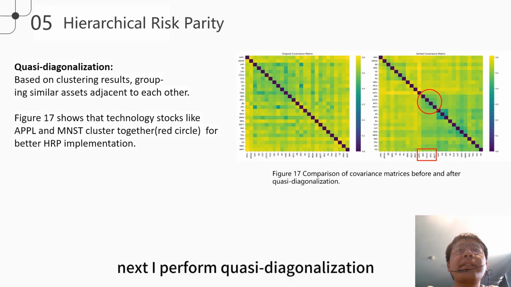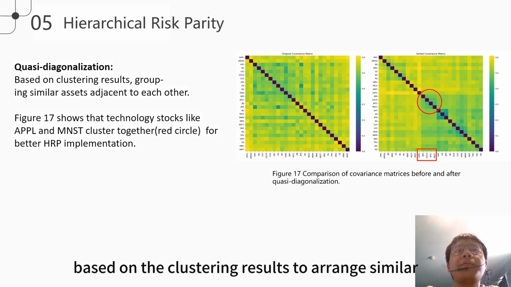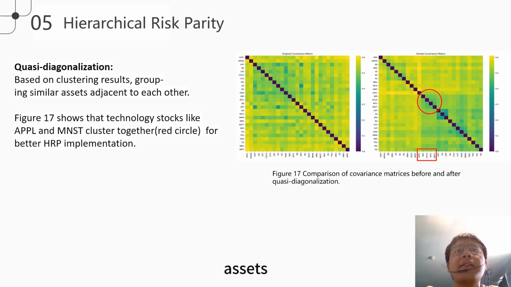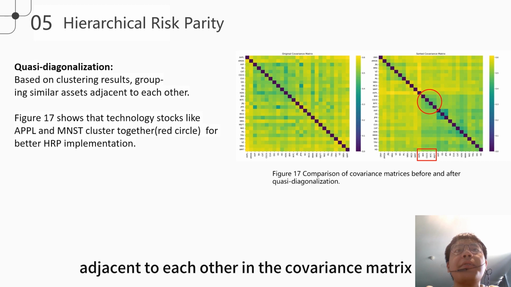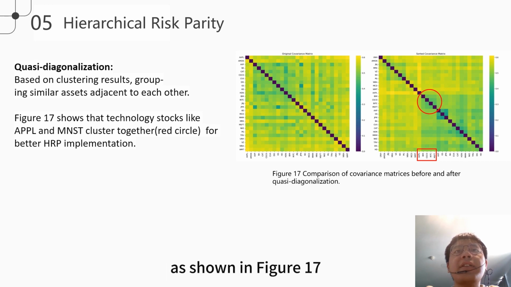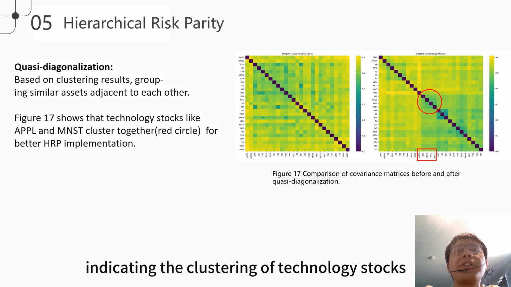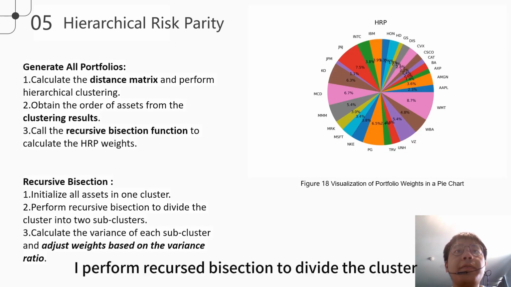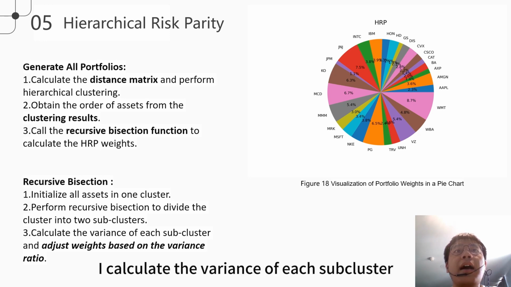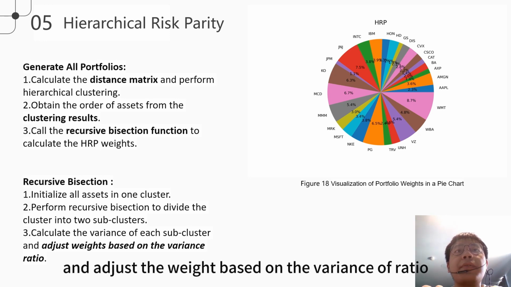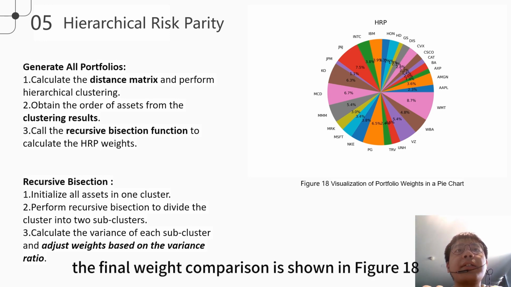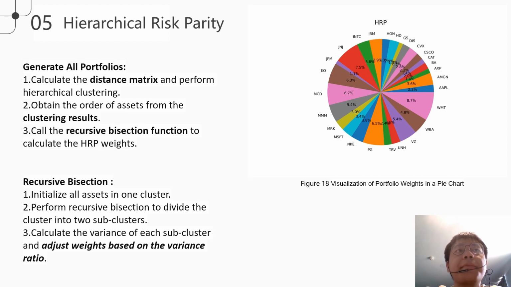Next, I perform quasi-diagonalization based on the clustering results to arrange similar assets adjacent to each other in the covariance matrix. As shown in Figure 17, the circled area highlights a square with a similar color shade, indicating the clustering of technology stocks. Then, I perform recursive bisection to divide the cluster into 2 subclusters. I calculate the variance of each subcluster and adjust the weights based on the variance ratio. The final weight comparison is shown in Figure 18.